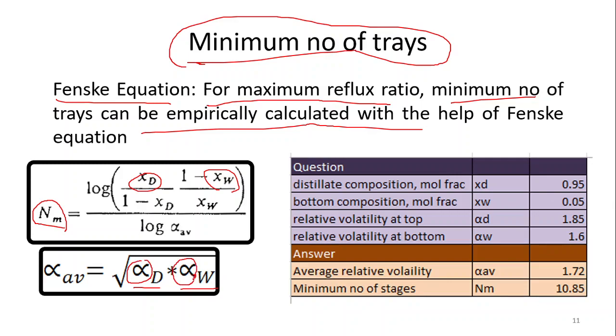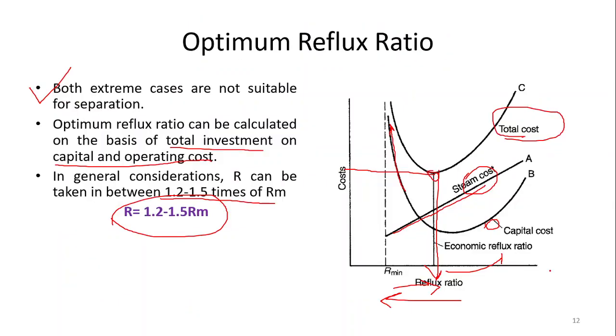So in this way you can find it out. For example, if xD and xW are given, and again alpha D and alpha W are given, if you put all these values here, you can get the alpha average value. If you put the alpha average value in the log and calculate all these values, you will get the minimum number of stages, which comes to around 10.85. So this is the way to find the minimum number of stages, and this covers the optimum reflux ratio conditions.